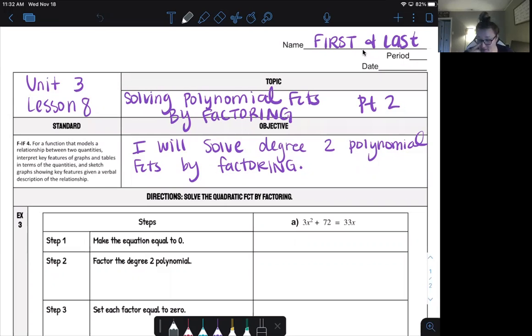So today's topic is solving polynomial functions by factoring, part 2. And that should sound like good news, because this is the second day that we're doing solving by factoring, which means this is kind of a review day. We're applying it to some more complicated problems, but luckily we're not really learning anything new. It's just kind of like an extra practice lesson. You'll see what I'm talking about.